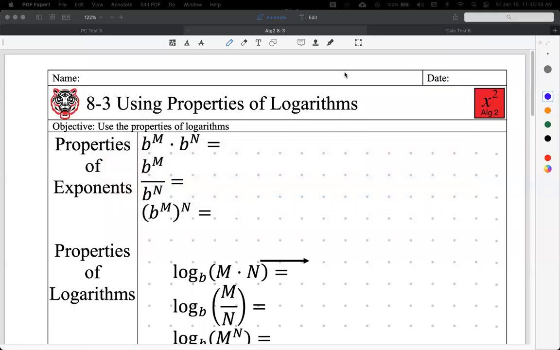All right, welcome to Algebra 2. Today's lesson is 8-3, using properties of logarithms. It's a quick lesson. Today's date is Friday, January 15th, 2021.